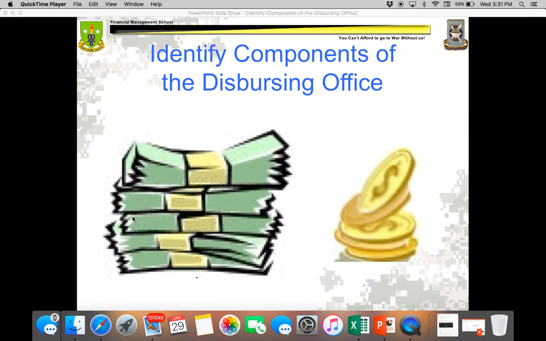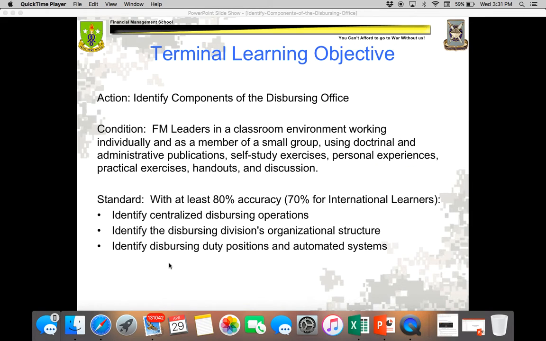We're going to go through a brief this morning. This should have been one of the first briefs of annual training, but instead we're going to be doing it here. And it's identifying components of a dispersing office. The terminal learning objective is to identify components of the dispersing office in a classroom environment, individual or as a member of a small group, using doctrinal administrative publications. There will be a practical exercise at the end of this that you'll have to turn in to your section leaders.